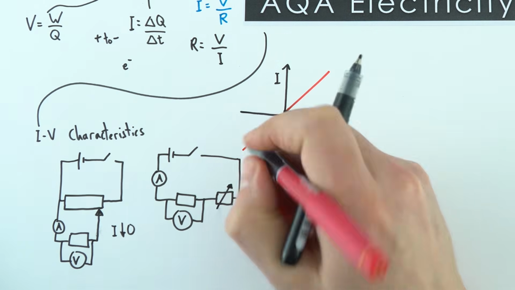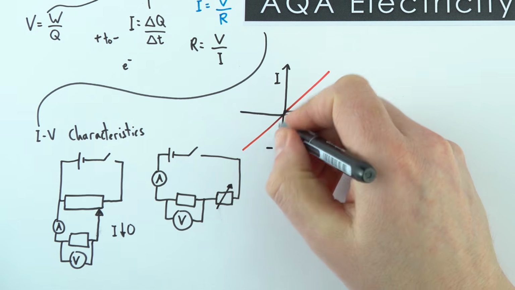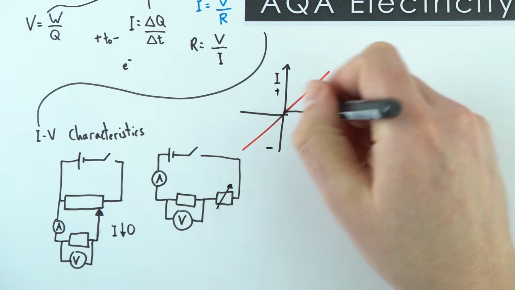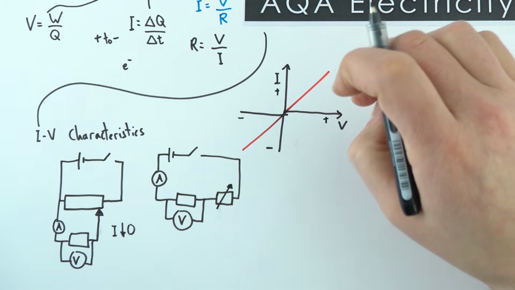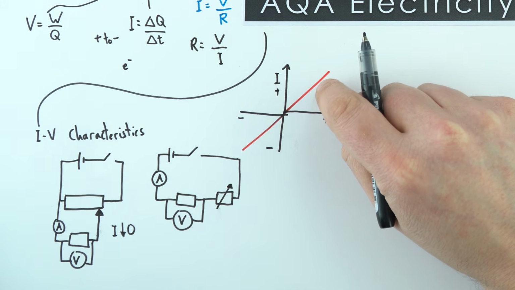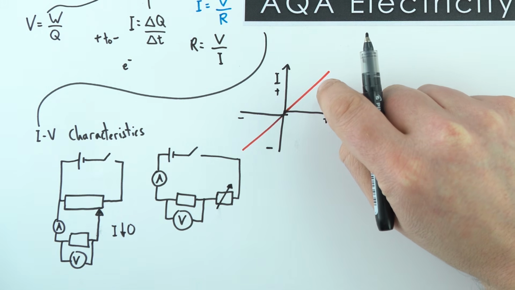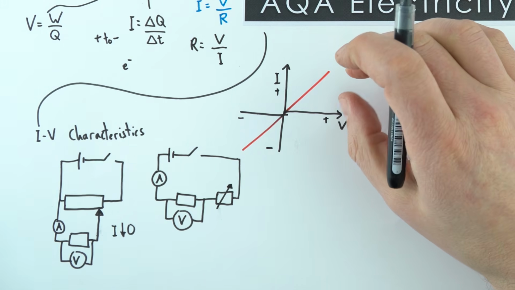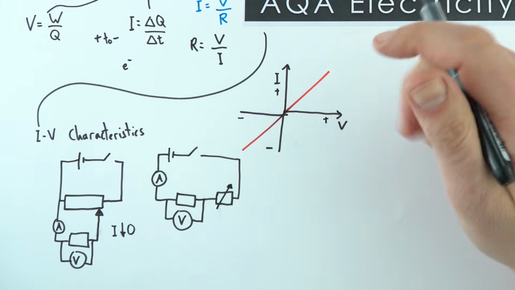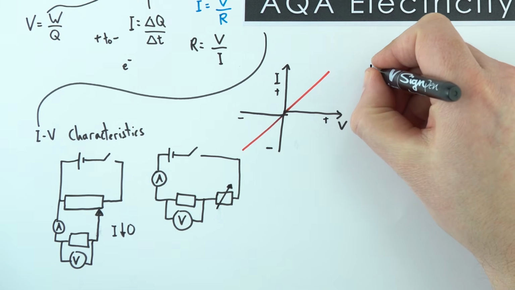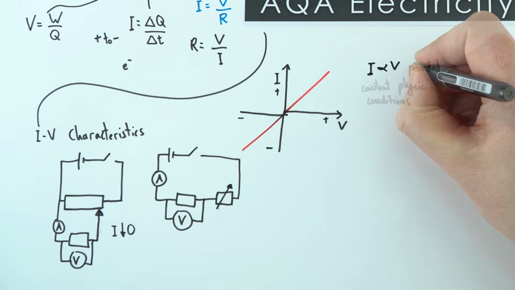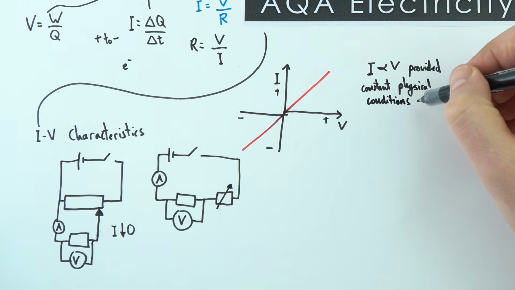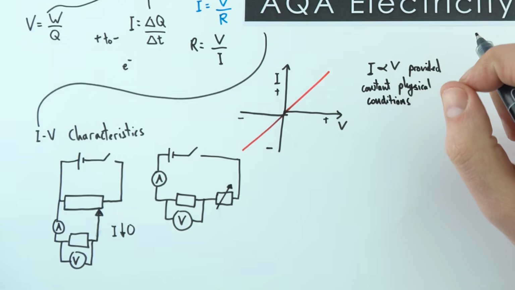And the other thing that we can do is we can also have negative values of current, just like we had positive values, and negative values of potential difference, just like we had positive values over here. Now, this is the current IV characteristic for a resistor. And actually what we can say is that for any ohmic conductor, the current is proportional to the potential difference, provided there are constant physical conditions. This means that the temperature stays the same.